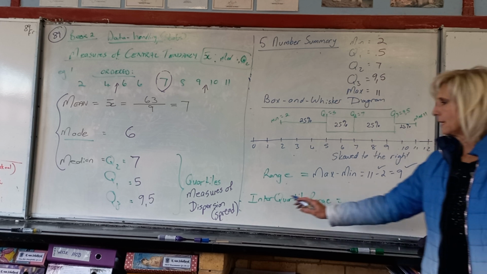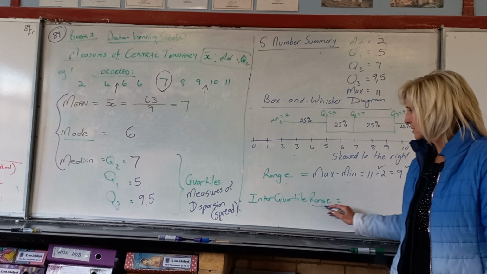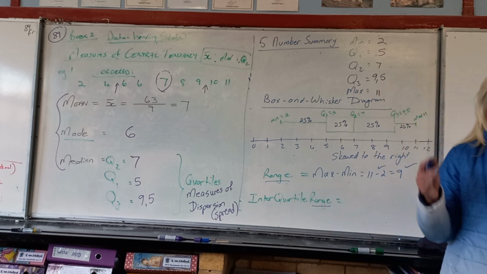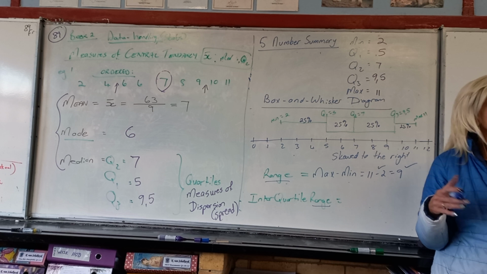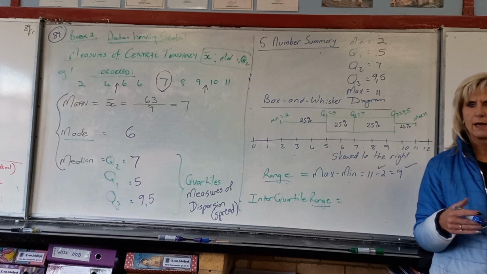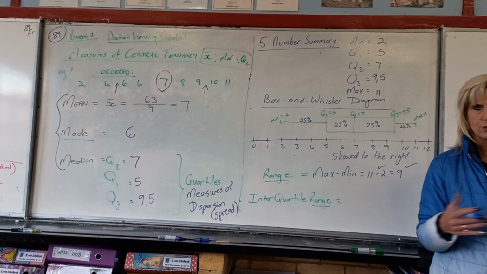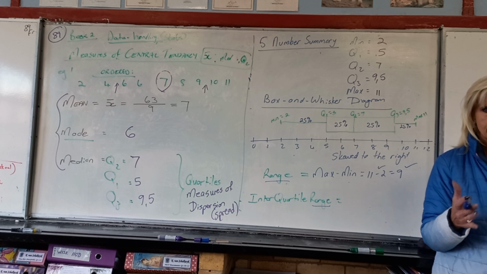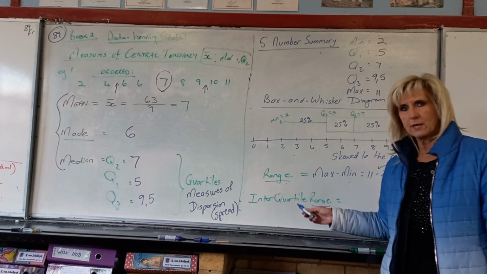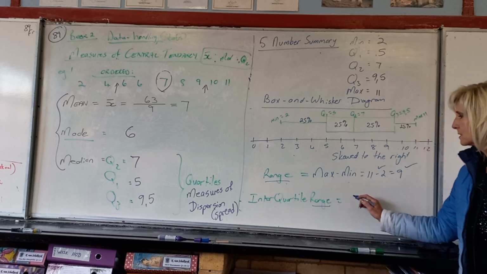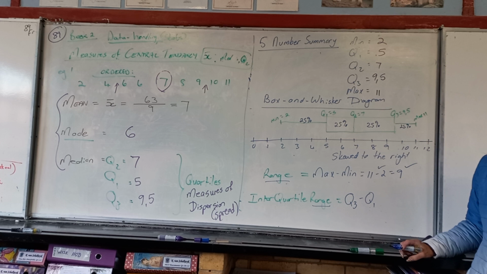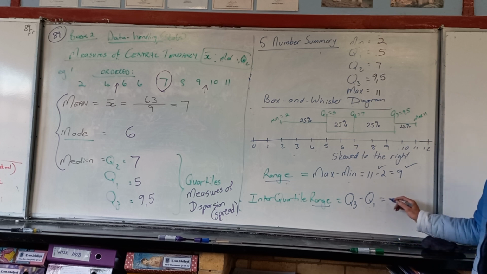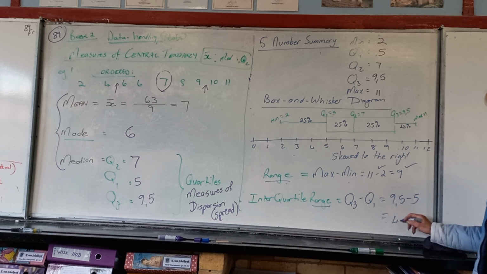What is the interquartile range? It's still range, but interquartile Q3 minus Q1 is between the 2 quartiles. Inter-high athletics is between high schools. Inter-high schools. So interquartile is between the 2 quartiles. So which 2 quartiles? 3 and 1. Between Q3 and Q1, which are 9,5 minus 5, and it gives me 4,5.